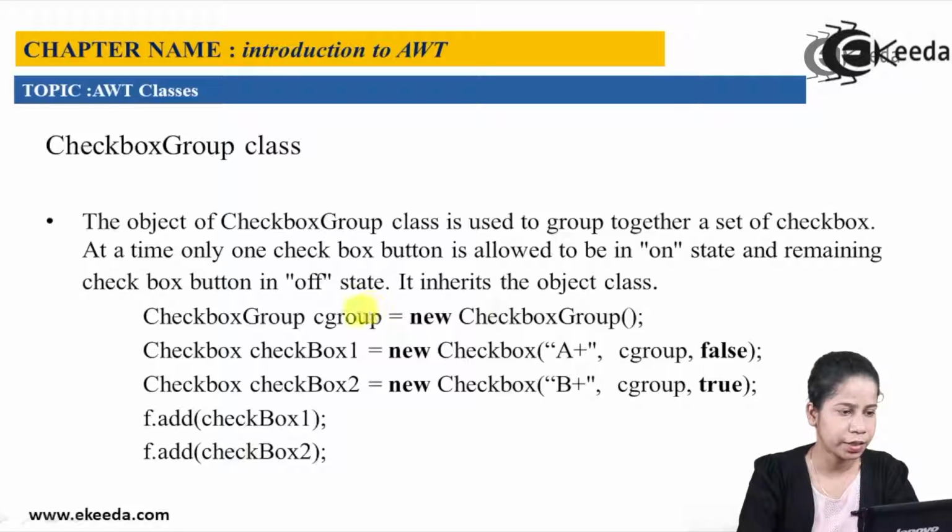The object of the CheckboxGroup class is used to group together a set of checkboxes. At a time, only one checkbox is allowed to be on, and the remaining checkboxes are set to the off state. It inherits which class? The Object class. So basically, this CheckboxGroup class belongs to the Object class.